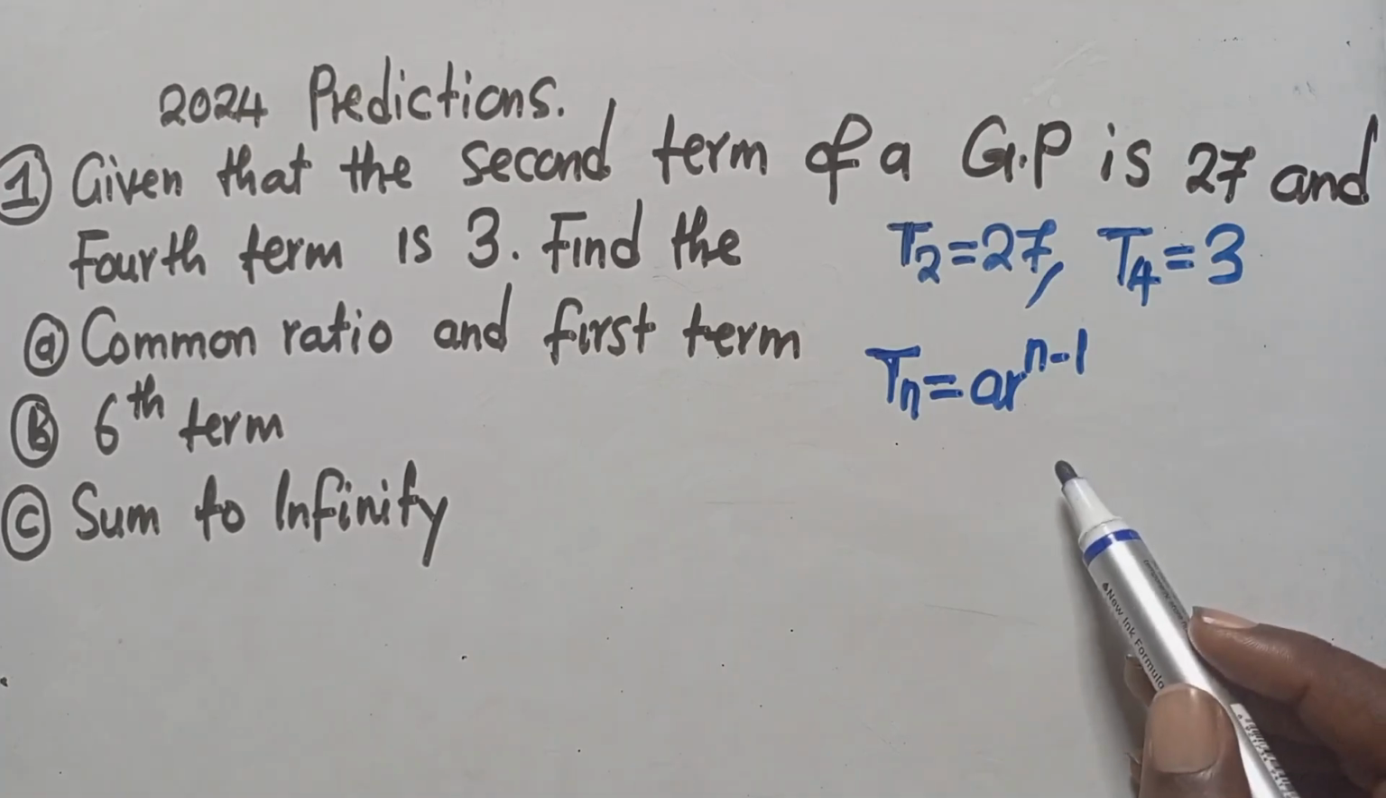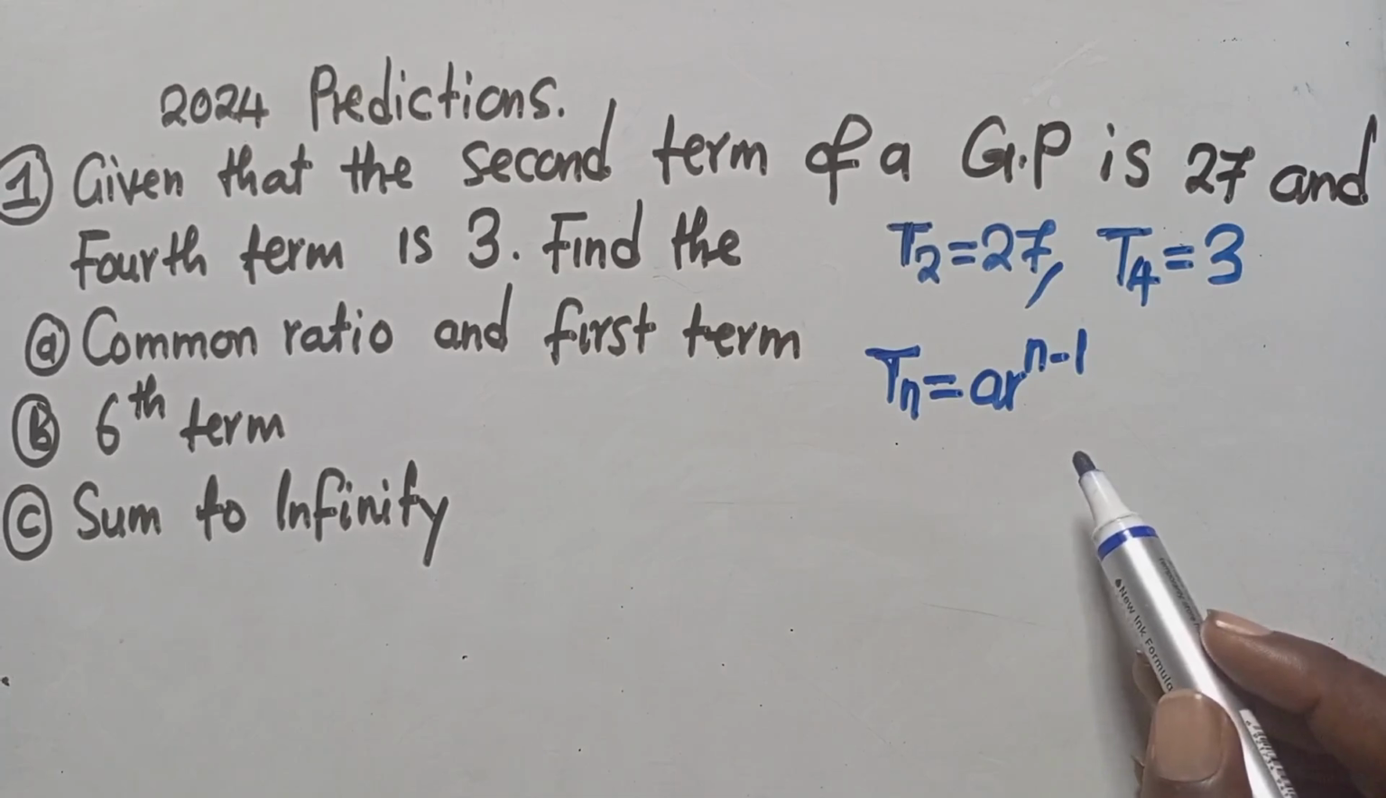Why am I doing this? I want to come up with two simultaneous equations.